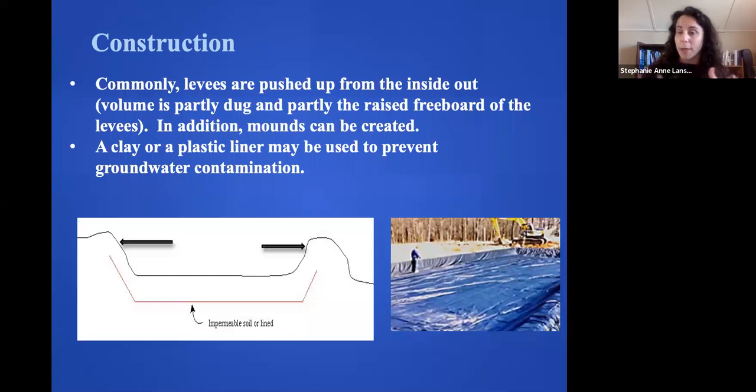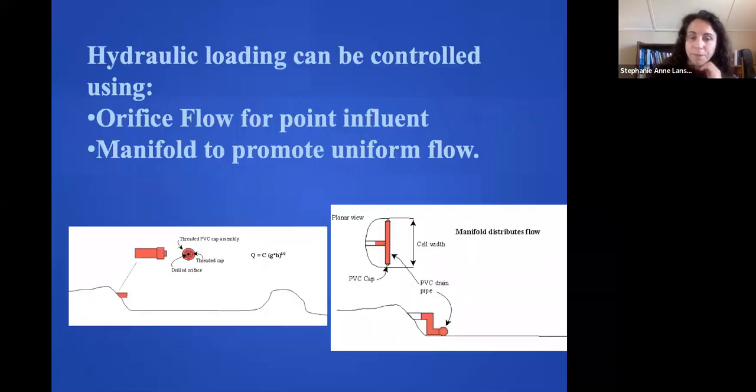Now, you may not want a liner. If you're doing a surface wetland for ecological functions, we may want the water to infiltrate. But if we're doing some sort of treatment system, then we might need a liner in there. Commonly to build these systems, the levees are basically pushed up from the side and the volume is partly dug out. And you might create some mounds or undulations in the system so that you have variations in the water and so that you have emergent vegetation and maybe some standing vegetation as well.